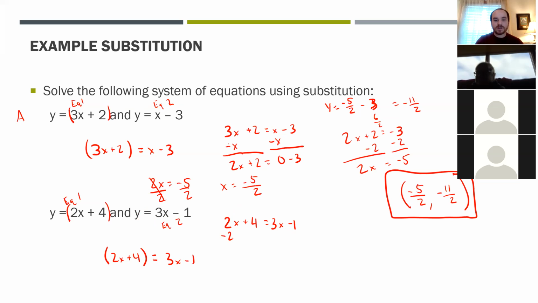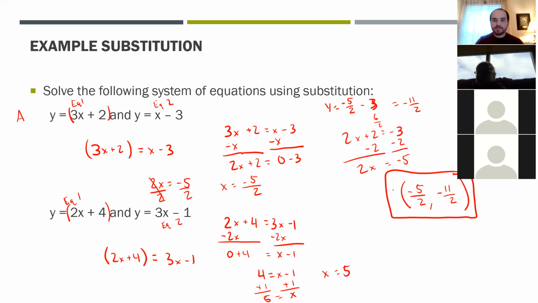Again, to do this, we're going to get our x's on the same side. This will give us 0 plus 4 equals 3x minus 2x is just x minus 1. So we have 4 equals x minus 1. I'm going to add 1 to both sides. This gives us just x, and this gives us 5. So x equals 5. A little bit easier this time, a little bit of a nicer number.